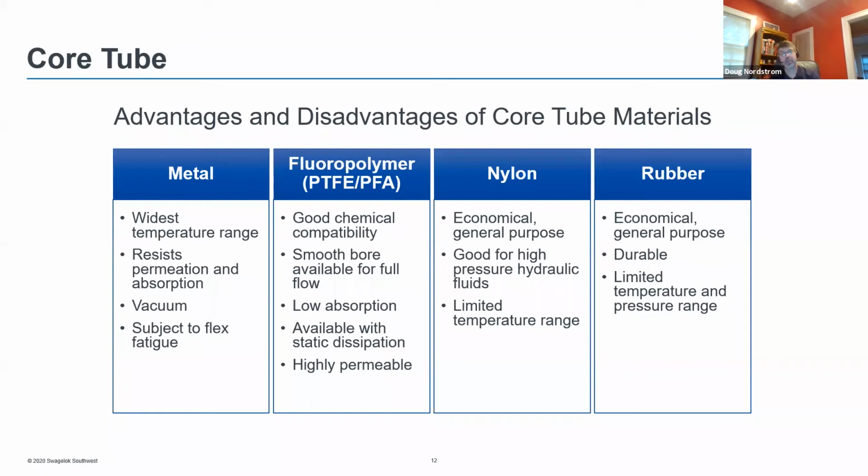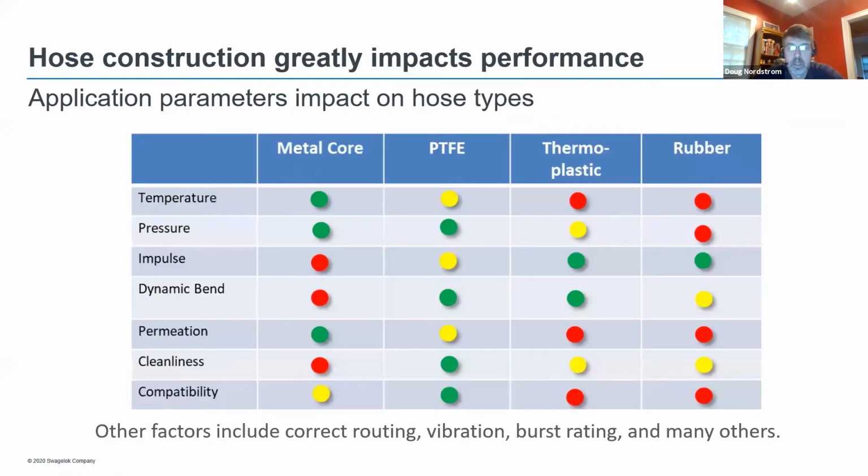The nylon or thermoplastic are mainly designed again for hydraulic. They're very rugged. They take pressure impulses. And then rubber, very durable. You can run it over, you can stand on it, and most of the time it's going to last for a very long time. But again, these softer materials won't have the same temperature and pressure ranges as the harder metal materials. This is intended to be a cheat sheet showing advantages and disadvantages of the types.